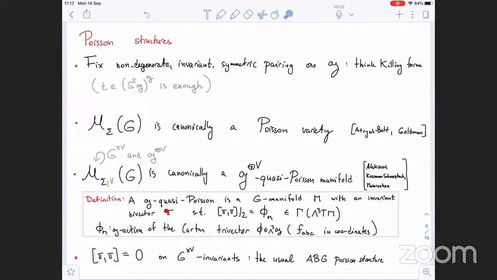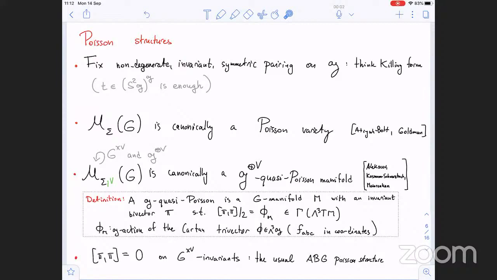And there's an invariant bivector pi, such that it's not a Poisson bivector, but the Schouten bracket with itself, which should be 0 for usual Poisson structures, is this thing phi_M. We actually saw this thing in the first talk by Leonid Rivkin. This is called the Cartan trivector or Cartan element. Would you define the invariant? Okay, maybe I will reach it.